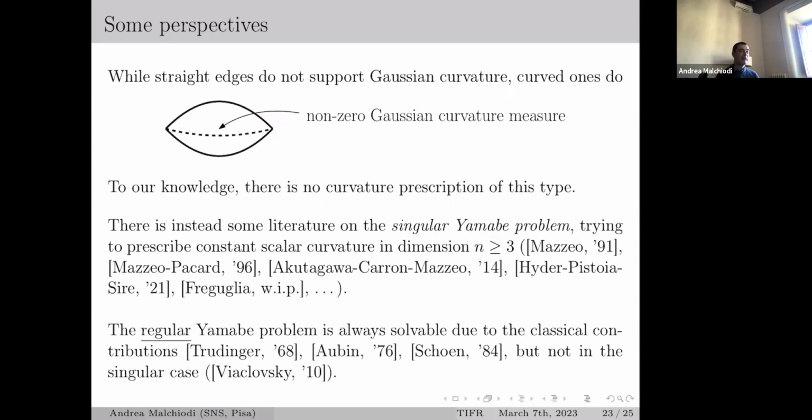So one feature of the singular Yamabe problem is that, as for the singular uniformization problem, there are situations in which you have non-existence of solutions. So the regular Yamabe problem, so trying to find a conformal metric with constant scalar curvature on a manifold, that is always solvable due to fundamental contributions by Trudinger, Aubin, and Schoen. But rather recently, Bialkowski proved that there are classes of manifolds, singular with orbifold points, for which the Yamabe problem is not solvable. So they will be similar somehow to the teardrop case.